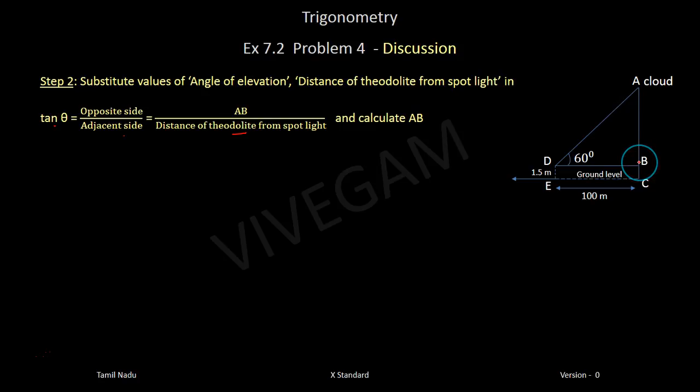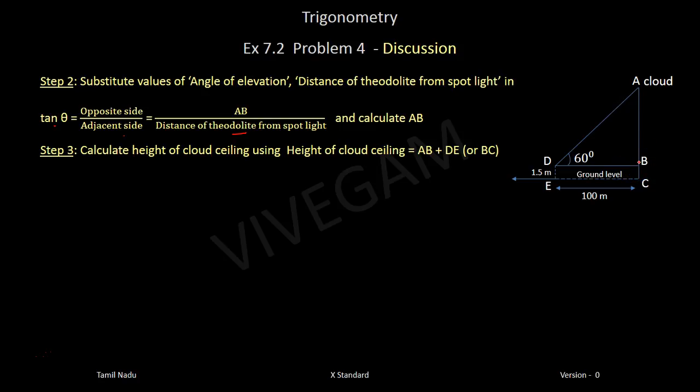Now the next step is that we need to calculate the height of the cloud ceiling. So what is the height of the cloud ceiling? That is AB plus BC. But we know BC is nothing but DE. So take the AB which was calculated, add 1.5 to it, and that is your height of the cloud ceiling. You got it? Let me repeat.